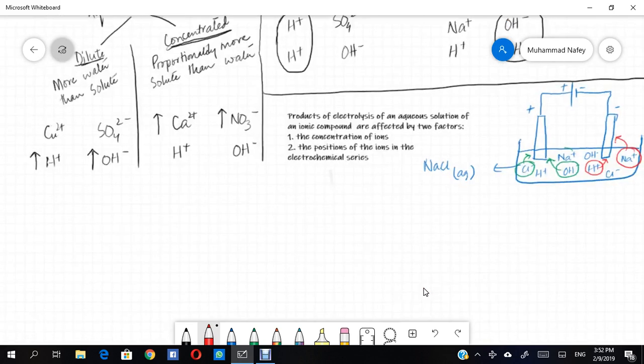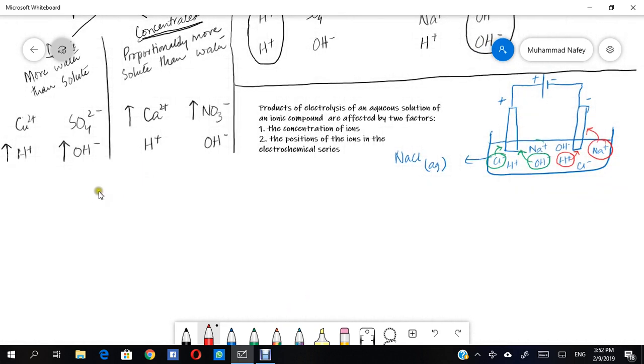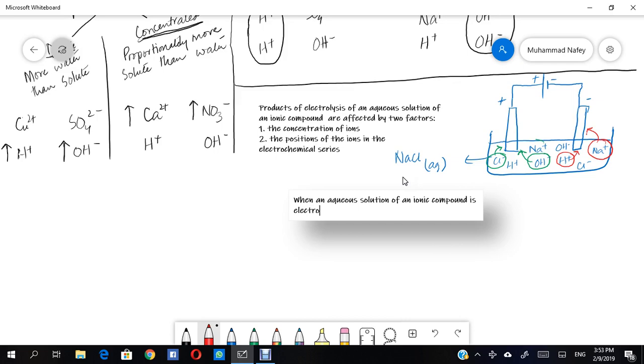So let's write this down. Right. So we observed here in this reaction that when an aqueous solution of an ionic compound is electrolyzed, all positive ions move to the cathode and all negative ions move to the anode.